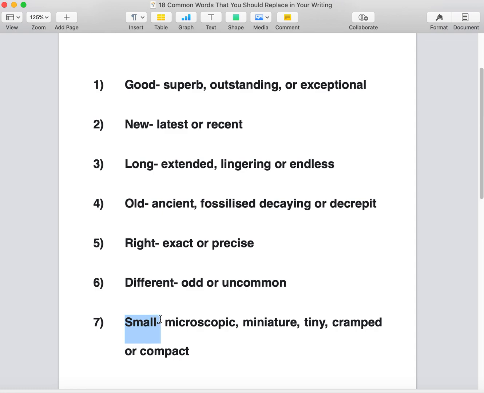Small is another adjective that is too generic for writing. Use microscopic, miniature, tiny, cramped, or compact to describe your subject or to convey your thoughts.